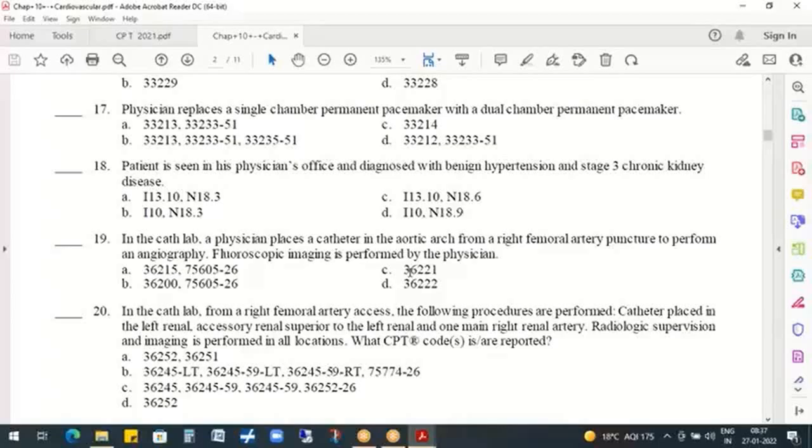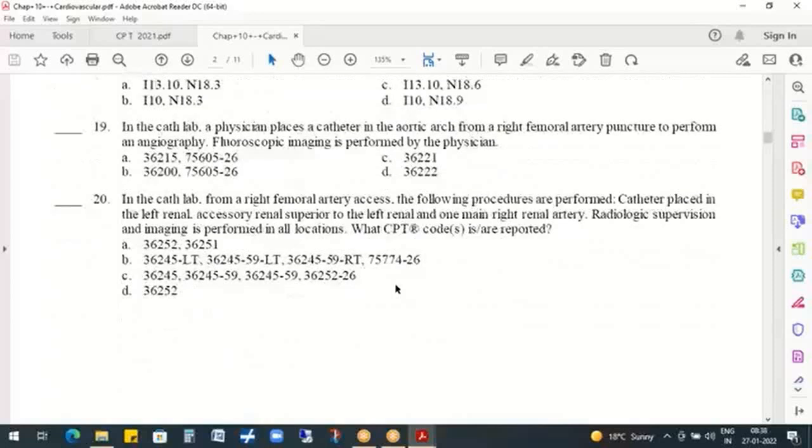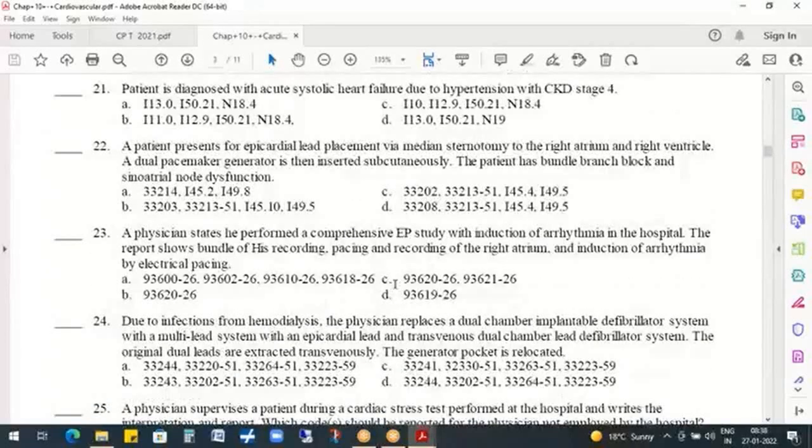See, 33214 is the correct answer, everyone. 33213 is nothing. Removal of leads, they are not doing here. They are converting from single chamber to dual chamber. Upgrade, that is what they are doing. By reading the code descriptions, you can rule out those options easily. 214 is the correct answer.